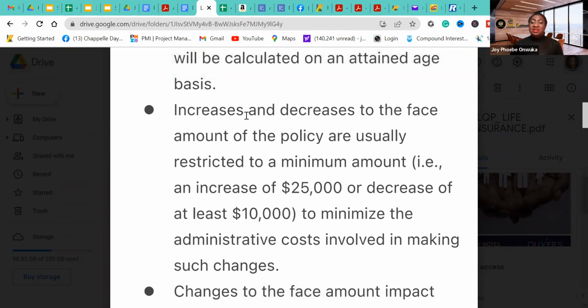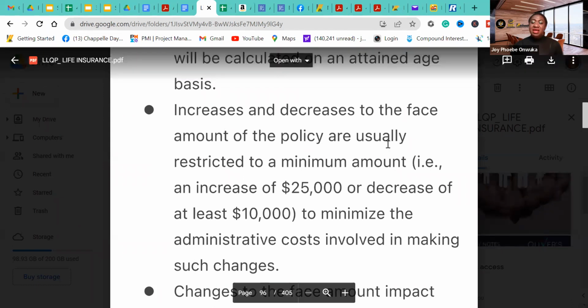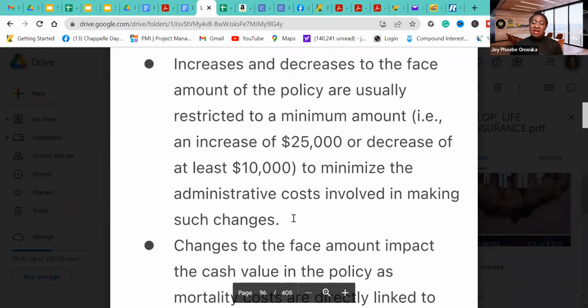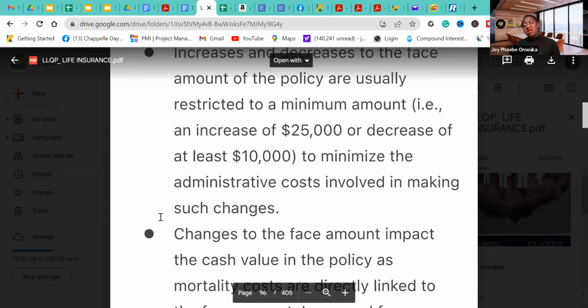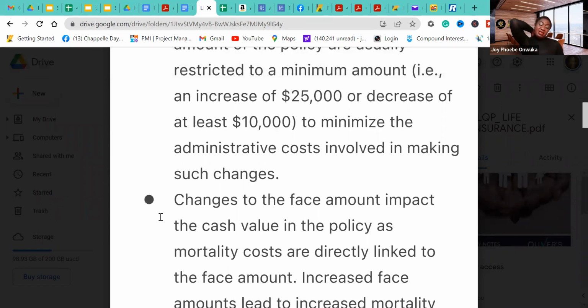Now, increases and decreases to the face amount of the policy are usually restricted to a minimum amount, that is an increase of 25,000 or a decrease of at least 10,000, to minimize the administrative costs involved in making such changes. You know, sometimes people may want to increase by a little amount. So it depends. There could be a minimum amount to increase and a minimum amount to decrease. And this is for insurance companies, the costs and expenses associated with making all these changes.